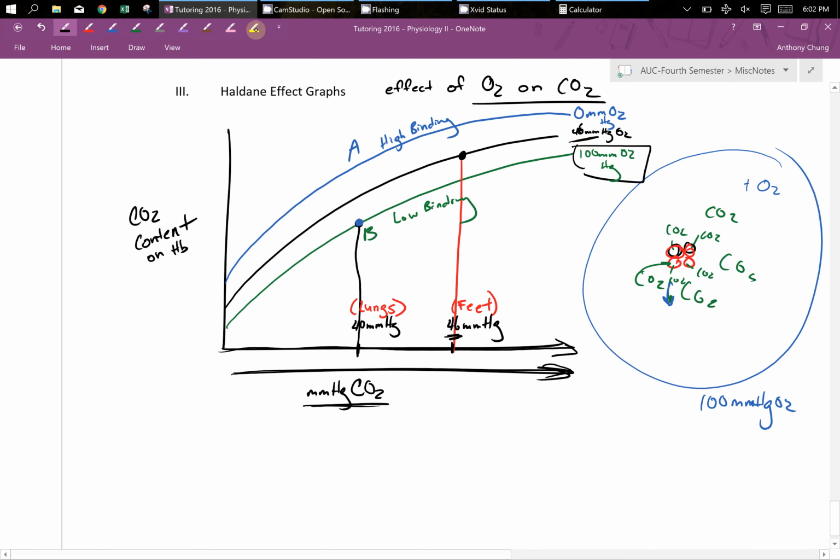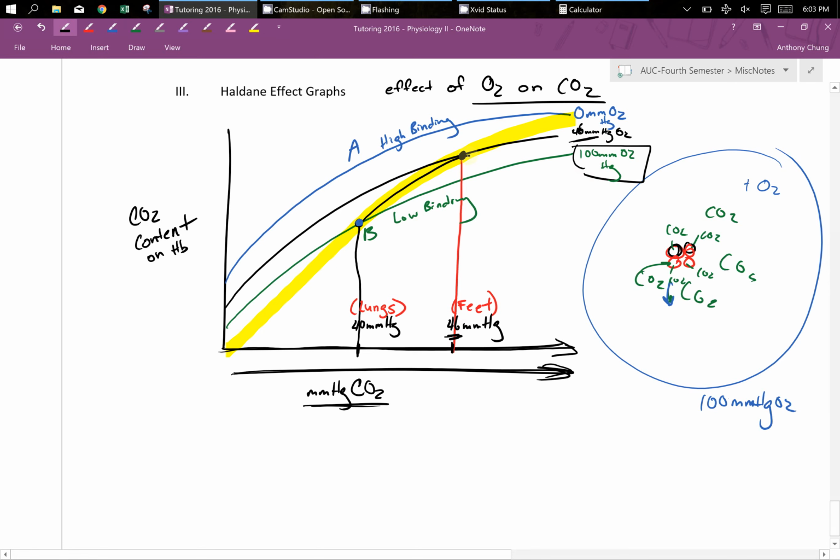So the real line physiologically is that. So the Haldane effect, these graphs, basically those two points over here represent how the curve would look like for a normal person that's not experimental. All those lines are experimental values that show you high binding and low binding.